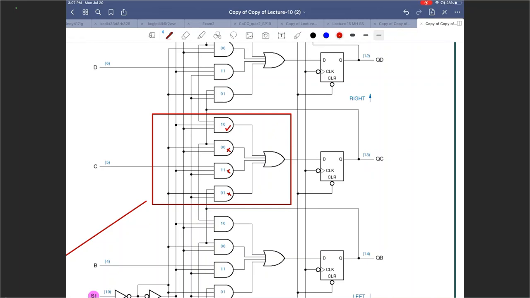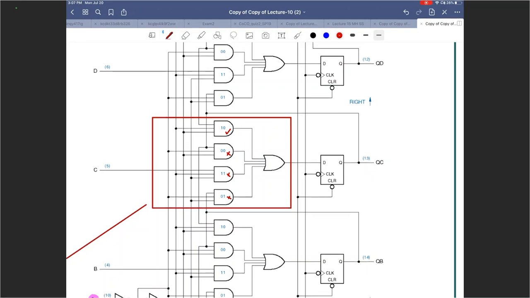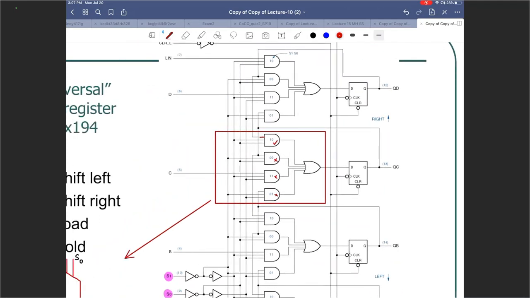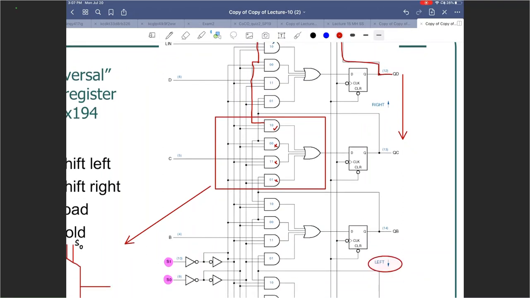which means apart from S1 and S0 complement, what else is the input for the top AND gate? Let's see. This guy is coming from this guy, which is coming from this guy, which is coming from QD. So what happened here? QD moved down to QC. And as you can see, moving down here indicates left shift.